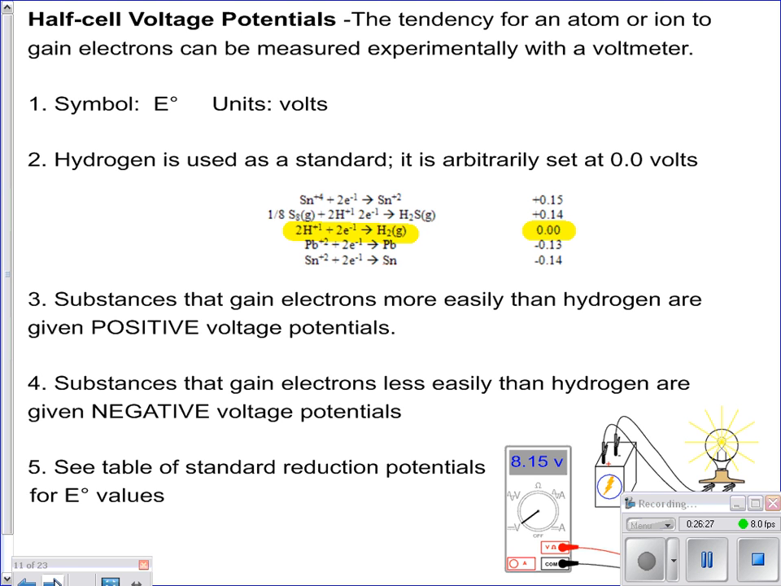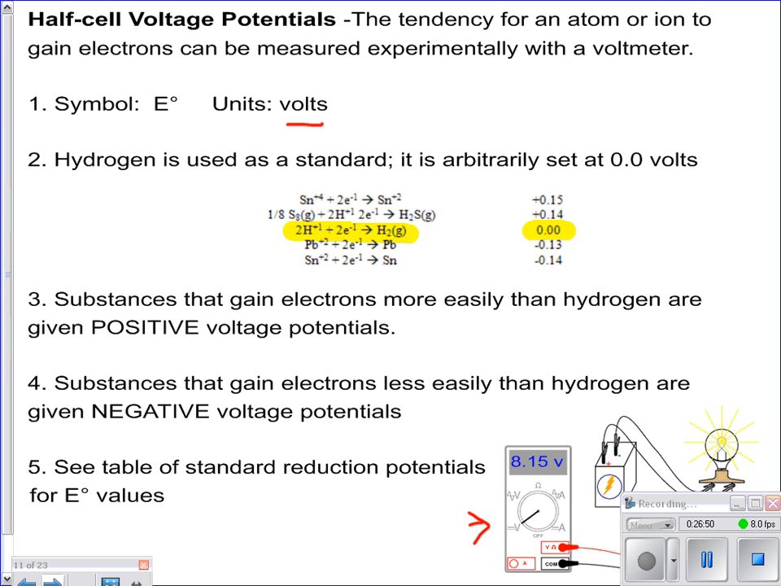We can calculate our half-cell voltage potentials. And what this tells us is the tendency of an atom or an ion to gain electrons, and it can be measured with a voltmeter. So eventually we'll go through a process in lab where we're going through and calculating this, measuring it with a voltmeter. Remember, the symbols that we're going to use is our volts.